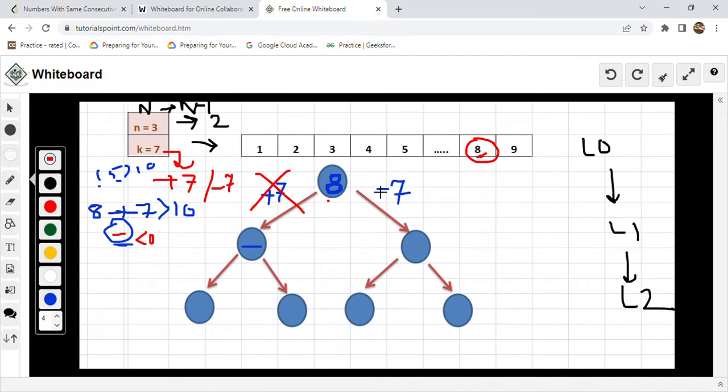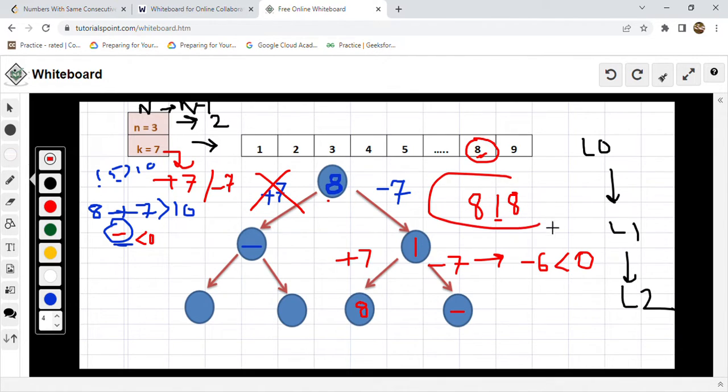Now we will do 8 minus 7. What is 8 minus 7? It is 1. So the first digit is 8 and the next digit we have found is 1. Now what are the options with 1? 1 plus 7 and 1 minus 7. 1 plus 7 will be 8, and 1 minus 7 will be minus 6, which is less than 0. It is negative and we can't place a negative number in a number. So it is 8, 1, 8.